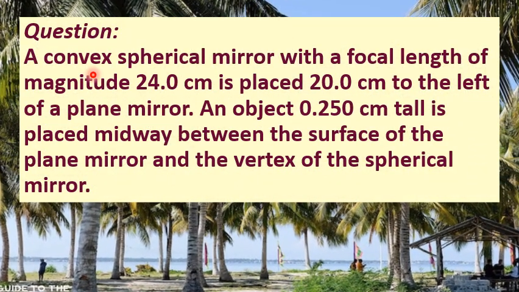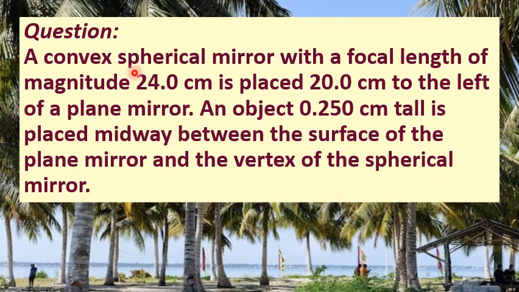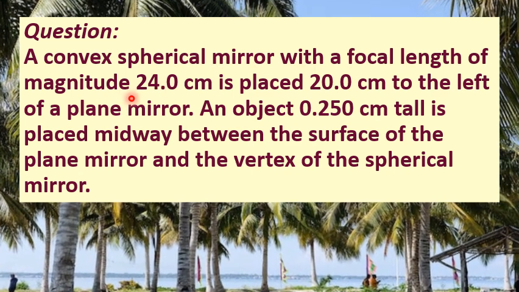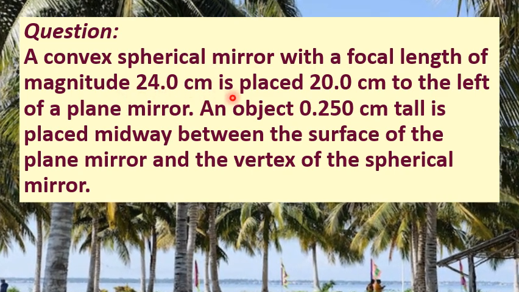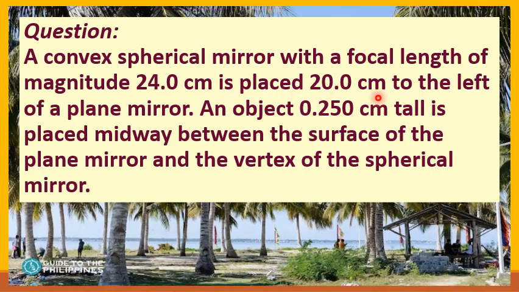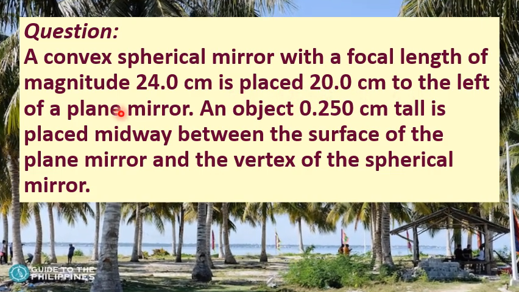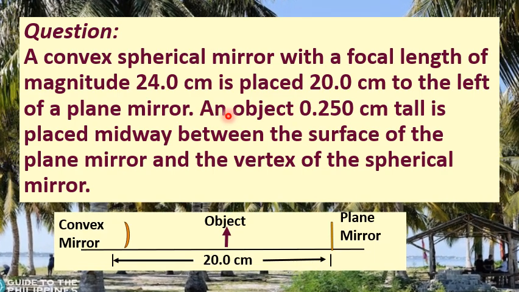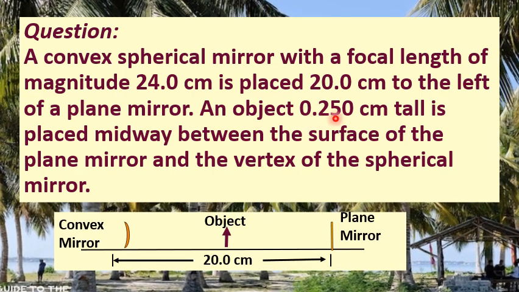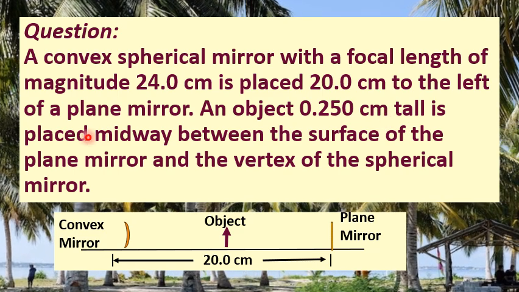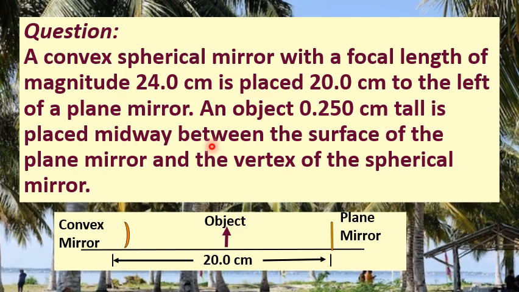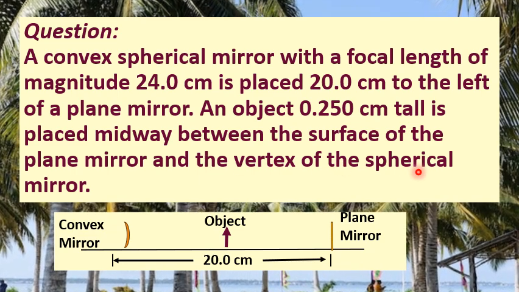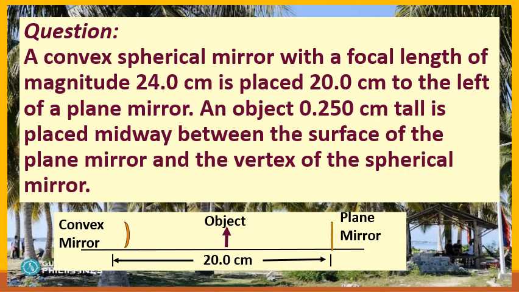The question is, a convex spherical mirror with a focal length of magnitude 24.0 centimeters is placed 20.0 centimeters to the left of a plane mirror. An object 0.250 centimeter tall is placed midway between the surface of the plane mirror and the vertex of the spherical mirror.